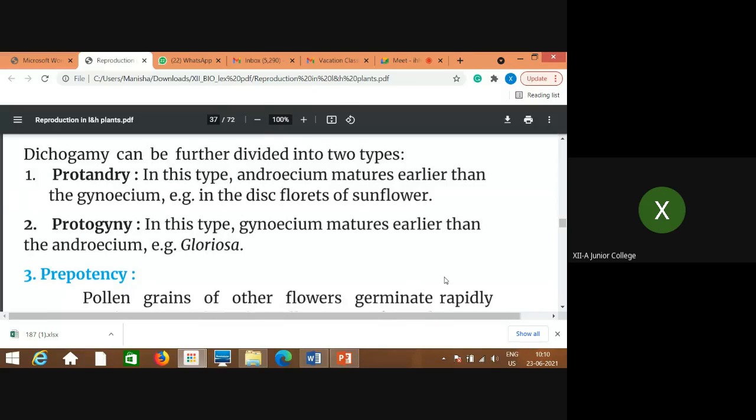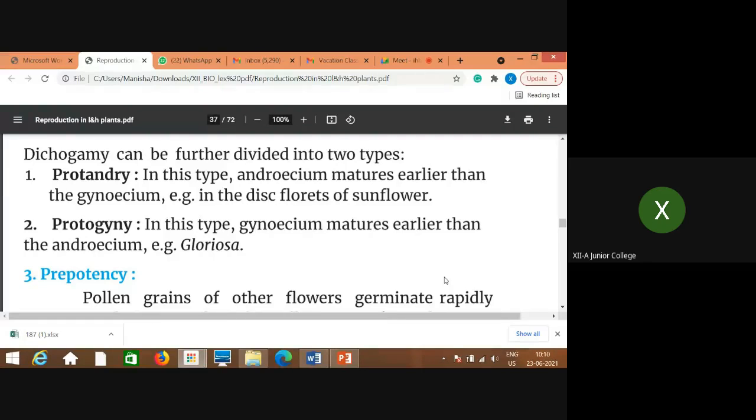Now there are two types of dicogamy. When the male reproductive organ, that means anthers, mature first than the female, that is called protandry. Protandry is what? It is related to androecium. Andry is related to androecium. Pro is first. That means what? Androecium matures first, earlier than the gynoecium. So example of this is what? Disc florets of sunflower. Now you know that there are two types of florets in case of sunflower. So these disc florets of sunflower, their anthers mature earlier than gynoecium.